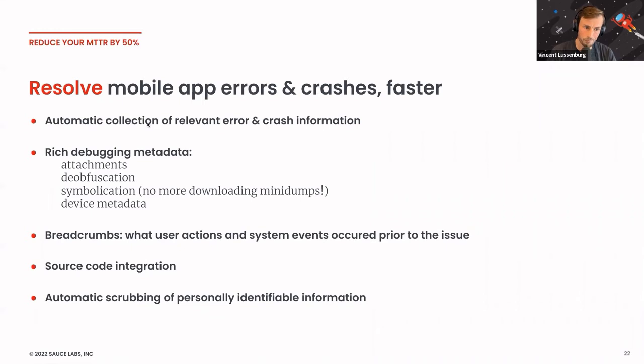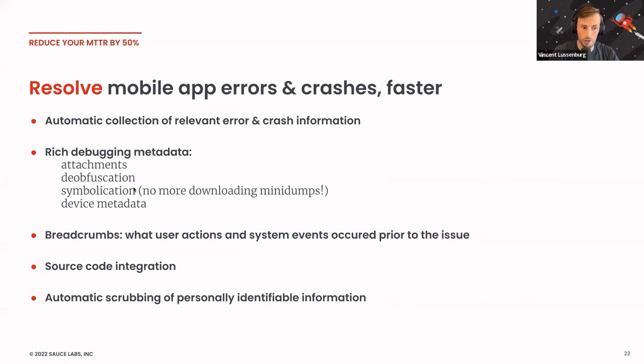So how do we do that? Well, first of all, the automatic collection of relevant error and crash information. That's the same as the mean time to detection, except the point here is that the error and crash information is collected automatically. So you don't have to contact your user to get additional information, like what iPhone were you on, what was your iOS version, what level were you playing, or which screen were you on. That leads to rich debugging metadata, attachments that you can have, and deobfuscation if you're using ProGuard or something like that to protect your intellectual property.